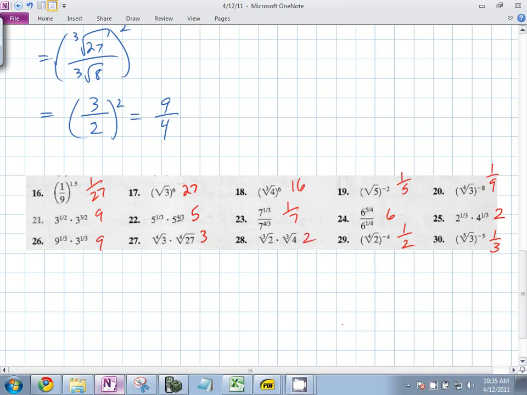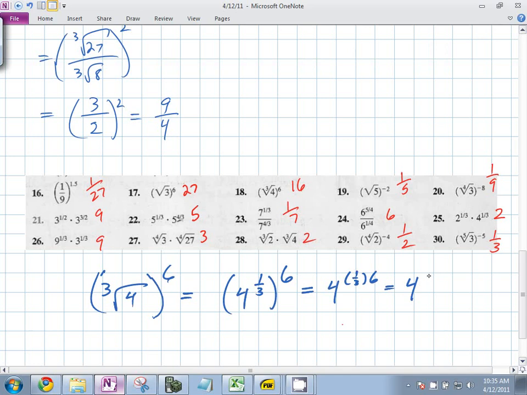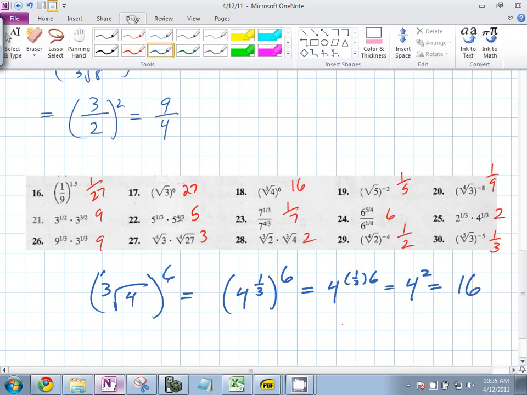18? So we have the cube root of 4 raised to the... what power? What power is cube root, Olivia? Yep. 4 to the 1/3 to the 6. What do you do with powers of powers? 4 times 1/3 times 6 equals 4 to the what power? What's 4 squared? 16. Voila! Which one's next?